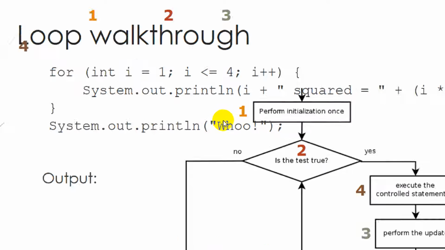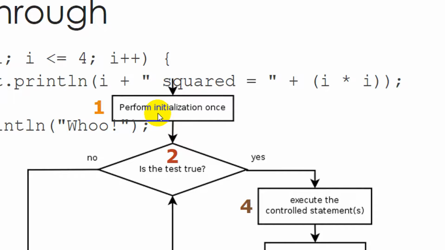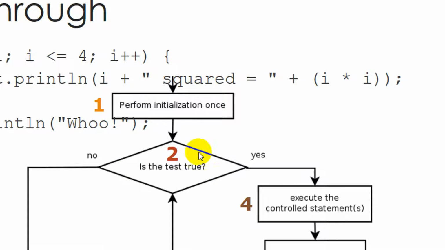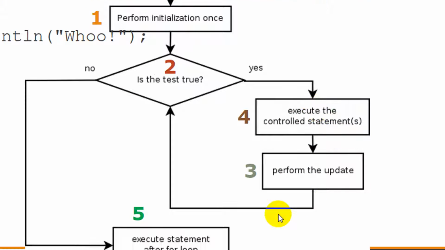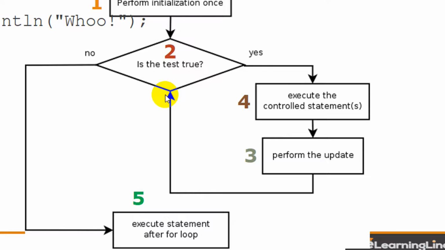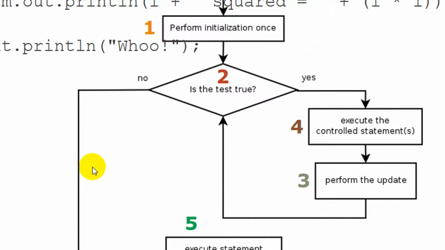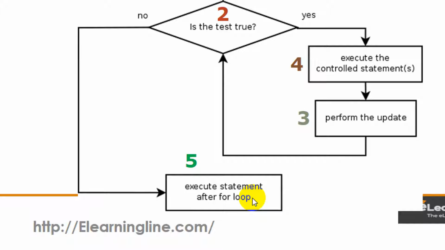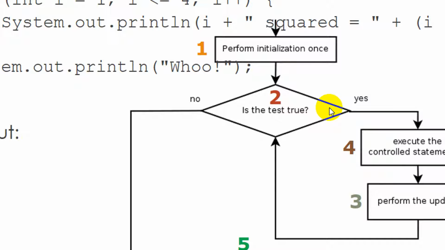Loop walkthrough. The important point is to look at from here. This is number one, so you will perform initialization first. If your test condition is true, that is number two, then you will perform the update and execute all the statements. If it is false, you will continue until your statement is true. You will keep going in this loop. As soon as your condition is false, you will execute the statement after the loop, and you will just come out of the loop. So this is just the flowchart view of a for loop. Just review this.